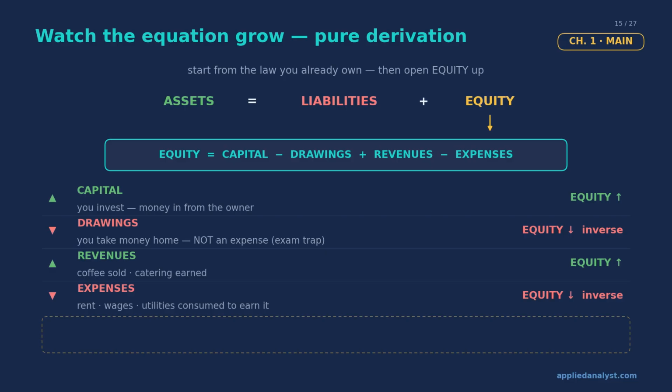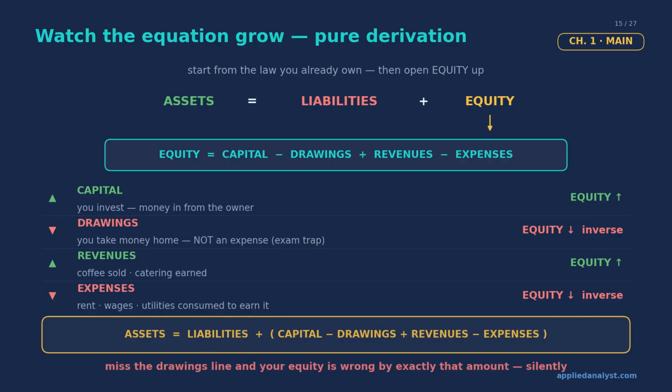Equity falls. Now substitute those four back where equity sat and read the whole line with me, slowly. Assets equal liabilities plus capital, minus drawings, plus revenues, minus expenses. Two up, two down. Miss the drawings line on an exam and your equity is wrong by exactly that amount, and nothing on the page will warn you.